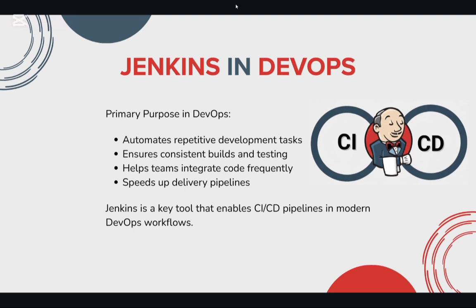Then the next slide is about Jenkins in DevOps. In DevOps, Jenkins serves as a key automation engine. Its primary purpose is to automate repetitive tasks, ensuring that builds and tests run consistently without manual intervention. By enabling frequent code integration, Jenkins helps development teams detect issues early and maintain a smooth workflow. It also speeds up the delivery pipeline by coordinating automated steps from code commit to deployment. Because of this, Jenkins has become one of the most important tools in any CI/CD ecosystem.